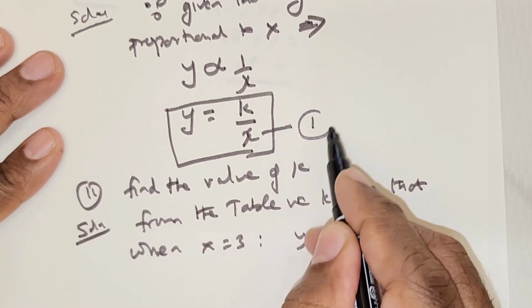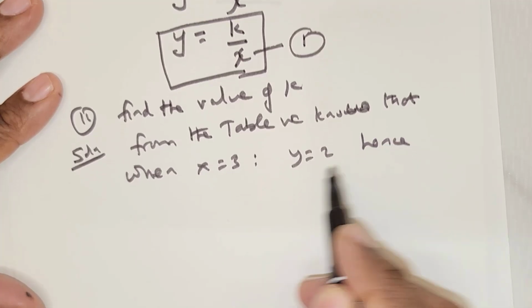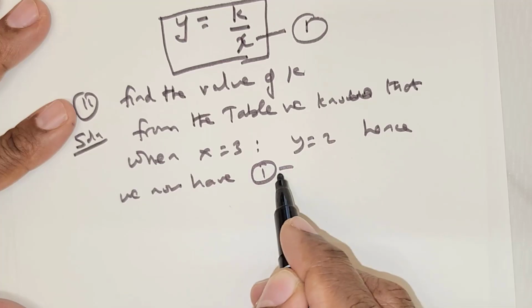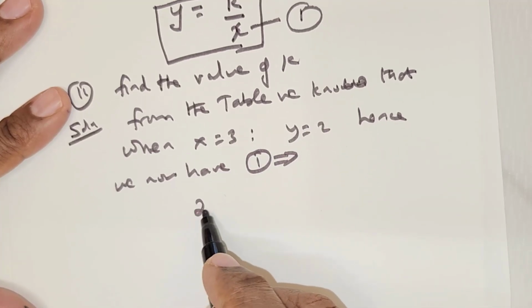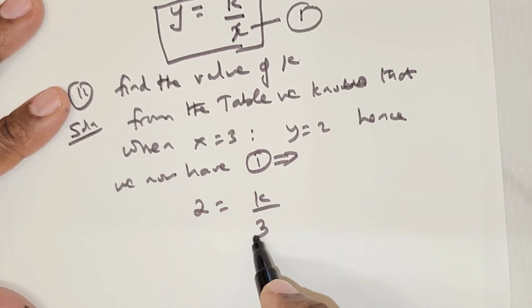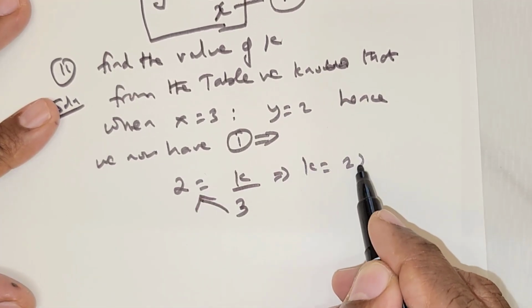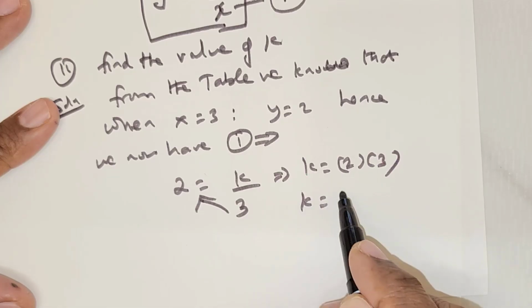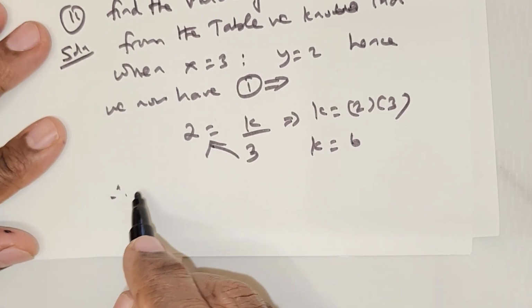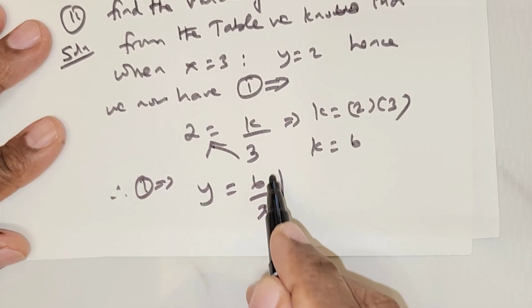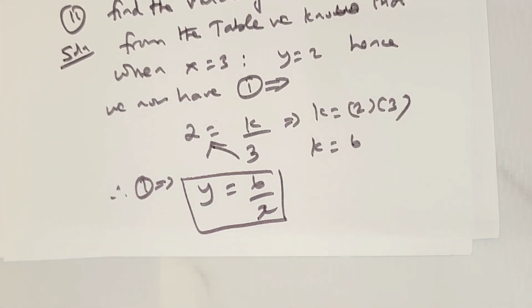So I'm going to name this as equation 1. Hence, we now have 2 is equal to k over 3. So you cross multiply, you get k is equal to 2 times 3, which means k is equal to 6. So therefore 1 can be rewritten as y is equal to 6 over x. So you box this and show to the examiner. So that's the solution for this question.